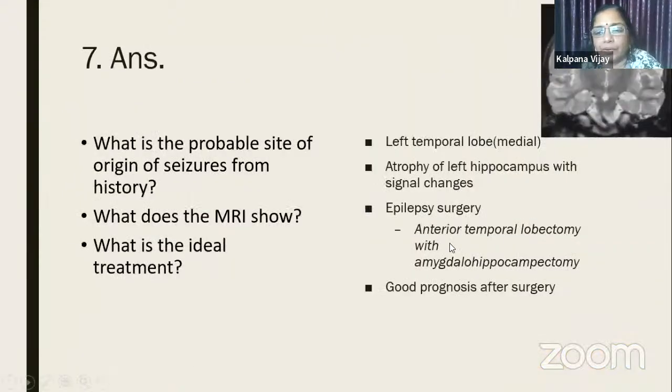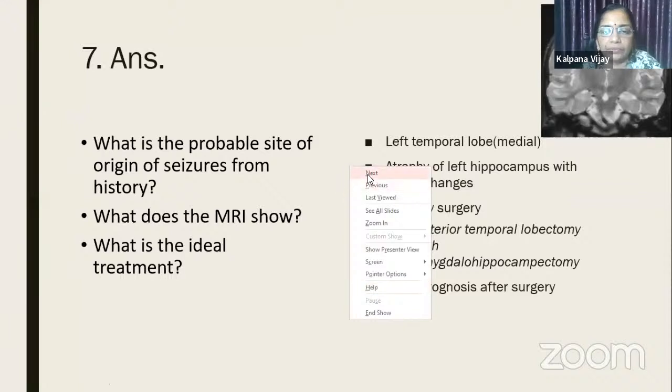So anterior temporal lobectomy, ATL, and amygdala and hippocampus is also removed, and this is a condition which has got a very good prognosis after surgery. So think about surgery also.